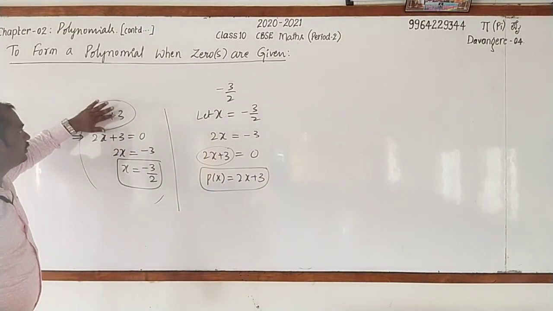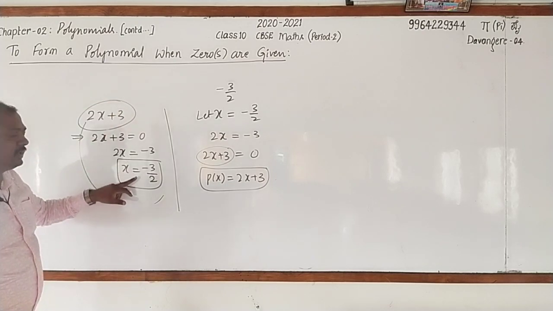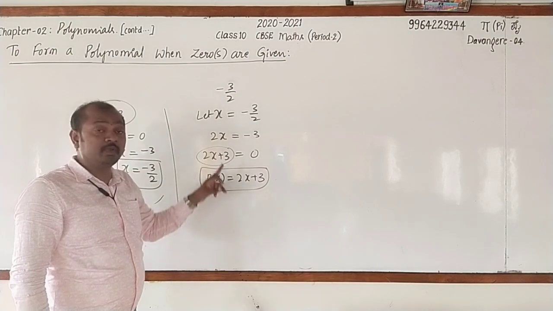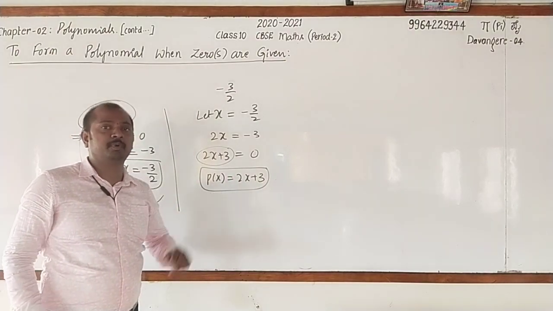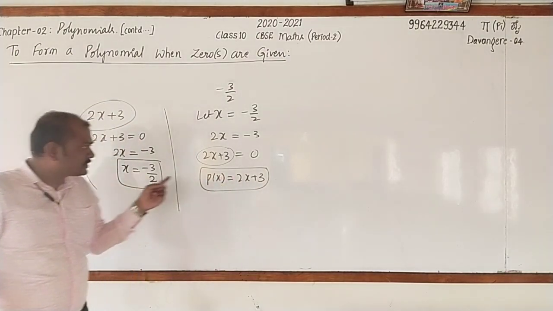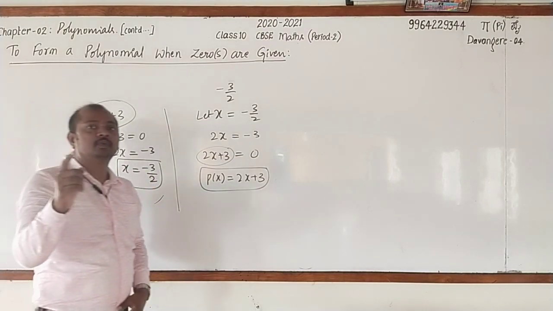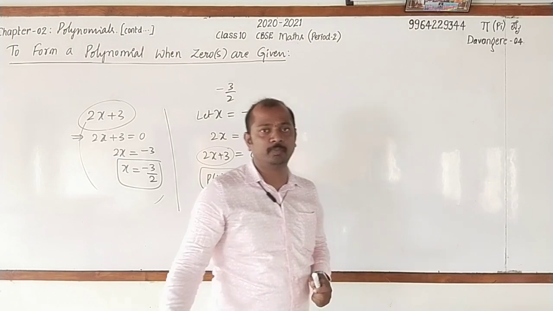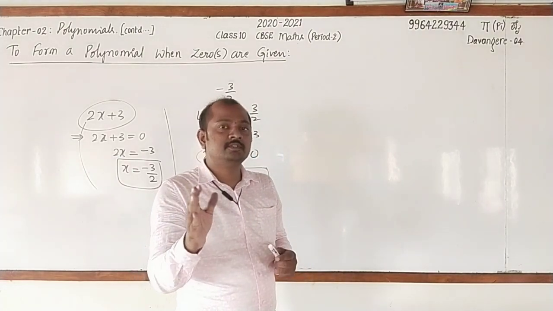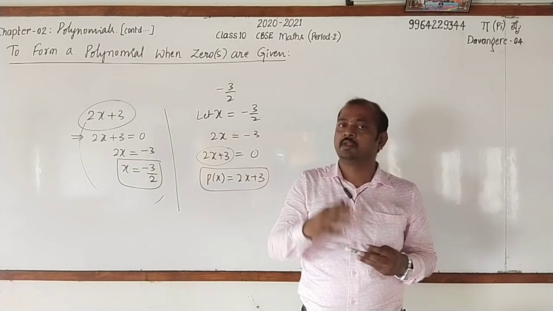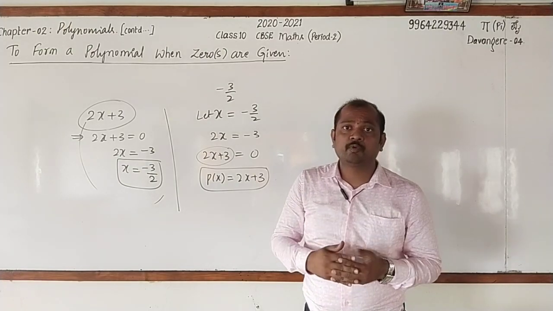One is when polynomial is given, we learned how to find out zero. When zero is given, now we are going to learn how to form a polynomial. And this is with respect to only linear polynomial. What about with respect to quadratic and cubic? There is general form for forming a polynomial when zeros are given. Now let me go for teaching you that.